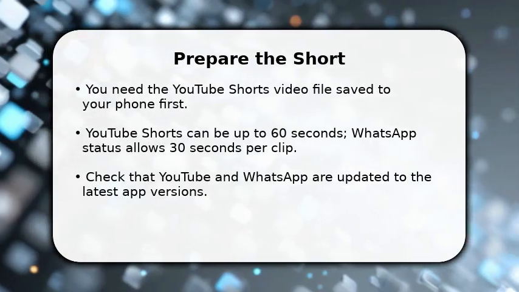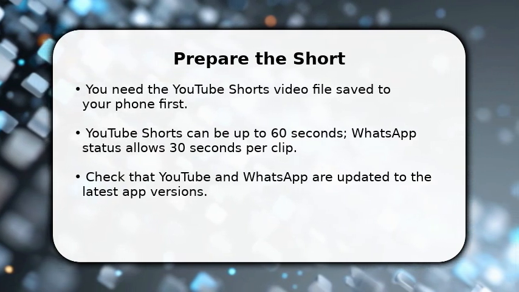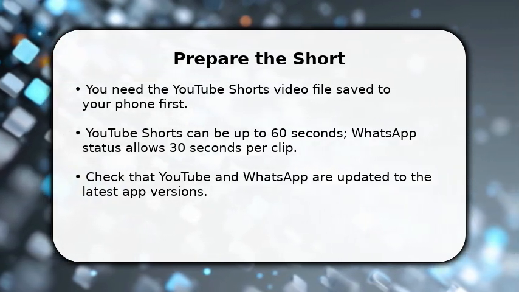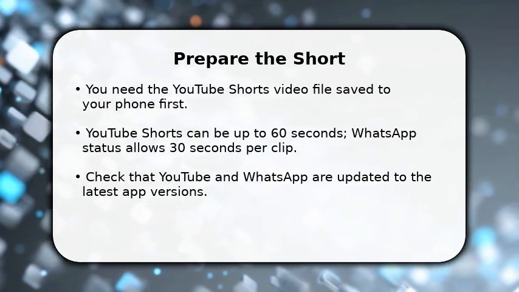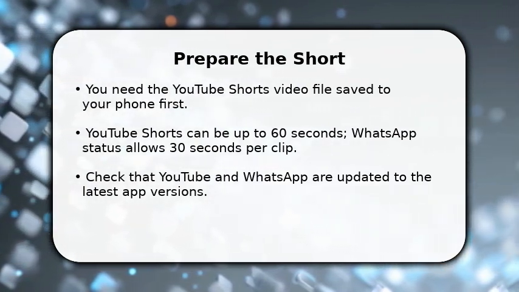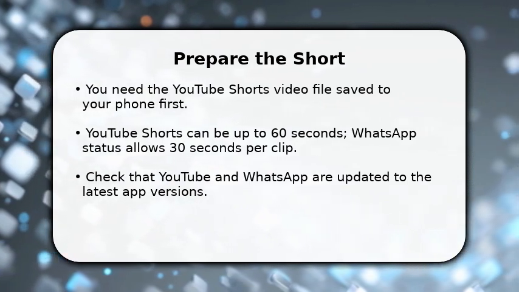Start by preparing the YouTube Shorts file you want to share as a status. You need the YouTube Shorts video file saved to your phone first. Open the YouTube app and tap Share on the short. Choose Save Video when available or use a trusted downloader if necessary.